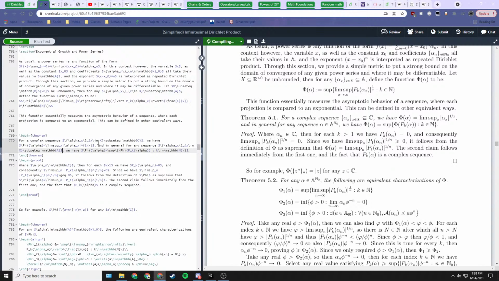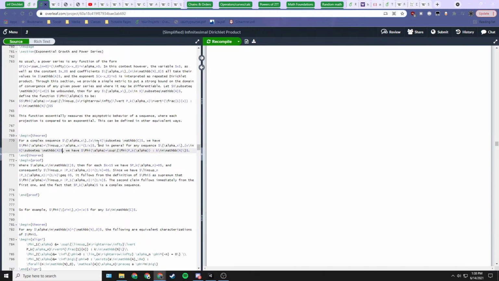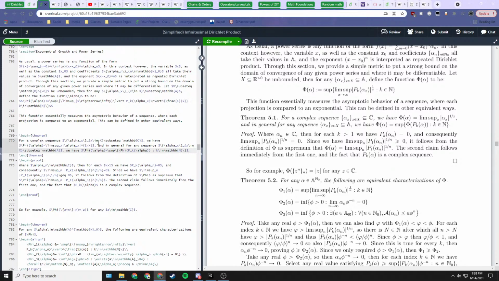Okay, I think that's okay. Let's see how that looks. Okay, that's fine. So instead of doing n's, we'll do x's. So where alpha x is in C, then for each k greater than 1, we have pk alpha x equals 0, and the lambda supremum on x, pk alpha x 1 over x is 0. Since we have lambda supremum x p1, x 1 over x greater than 0 follows from the definition phi, supremum.